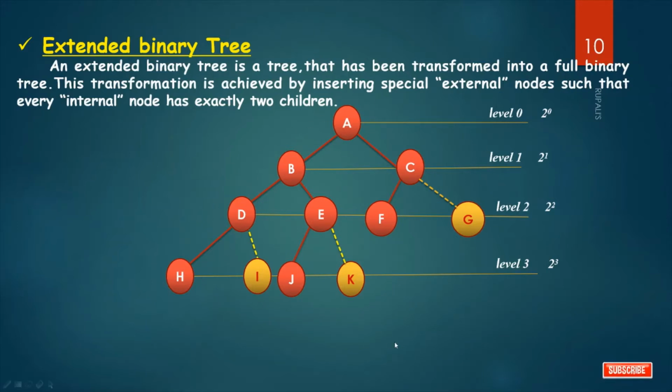So this transformation is achieved by inserting special external nodes, these external nodes I, K and G, such that every internal node has exactly two children. Now each internal node has exactly two children. So this type of tree is called extended binary tree.